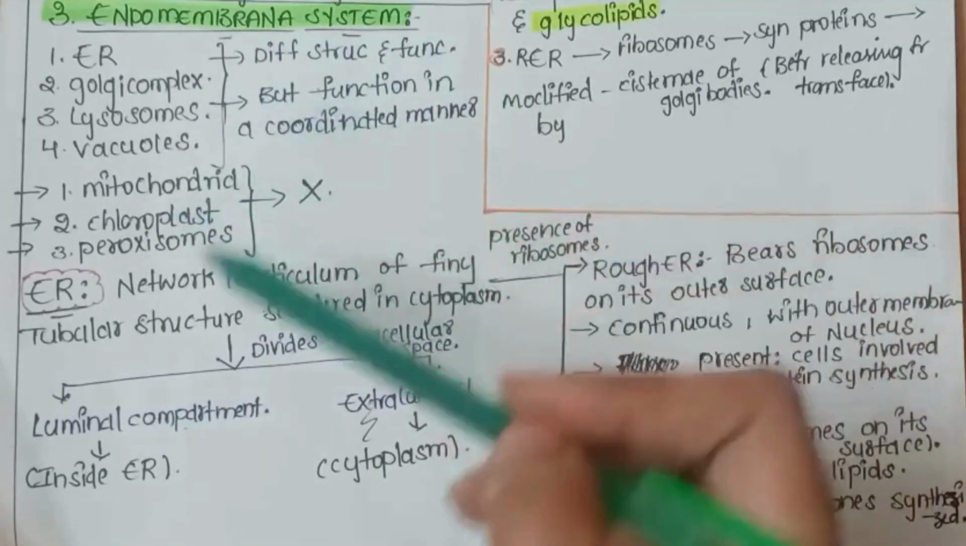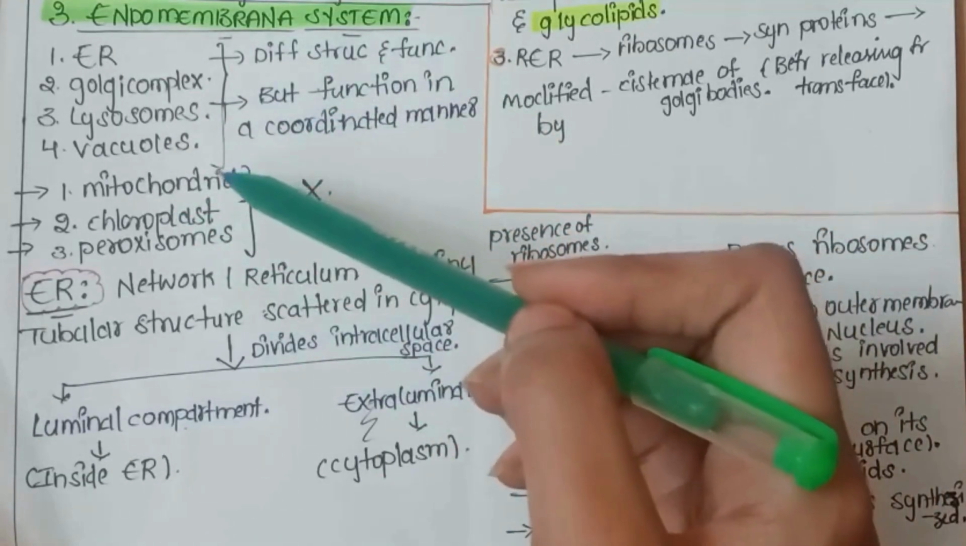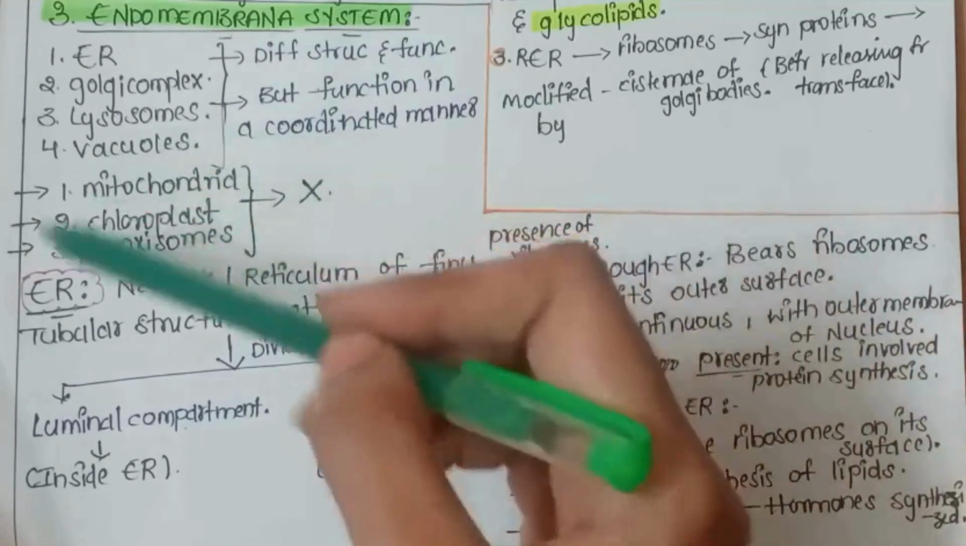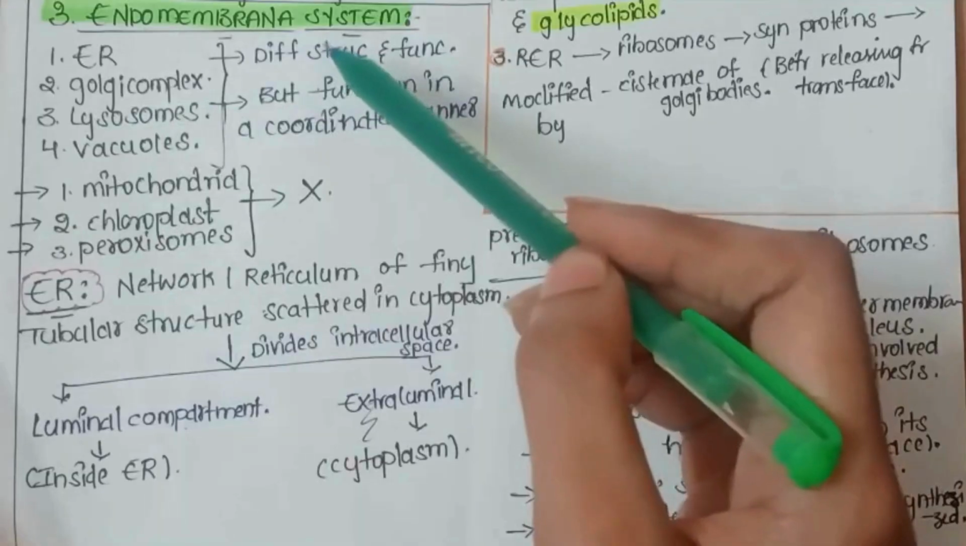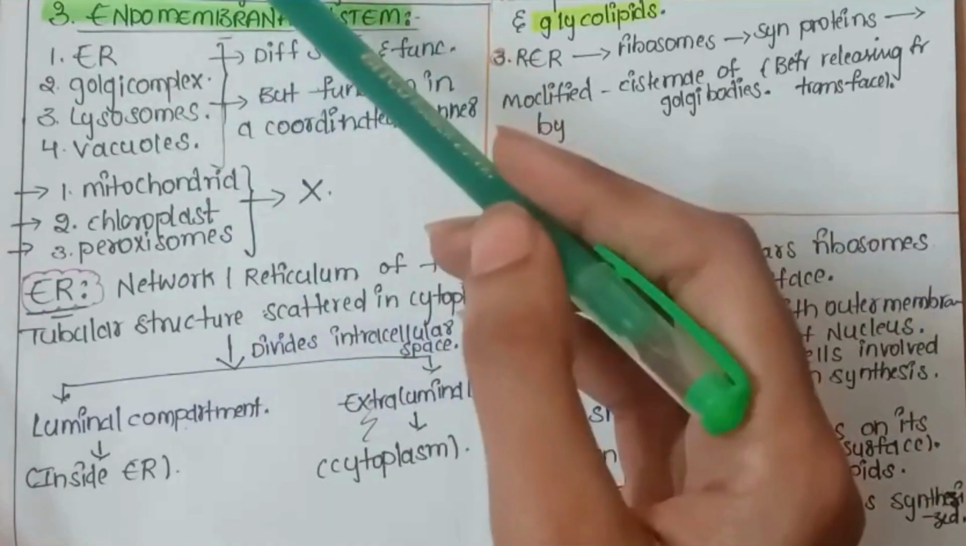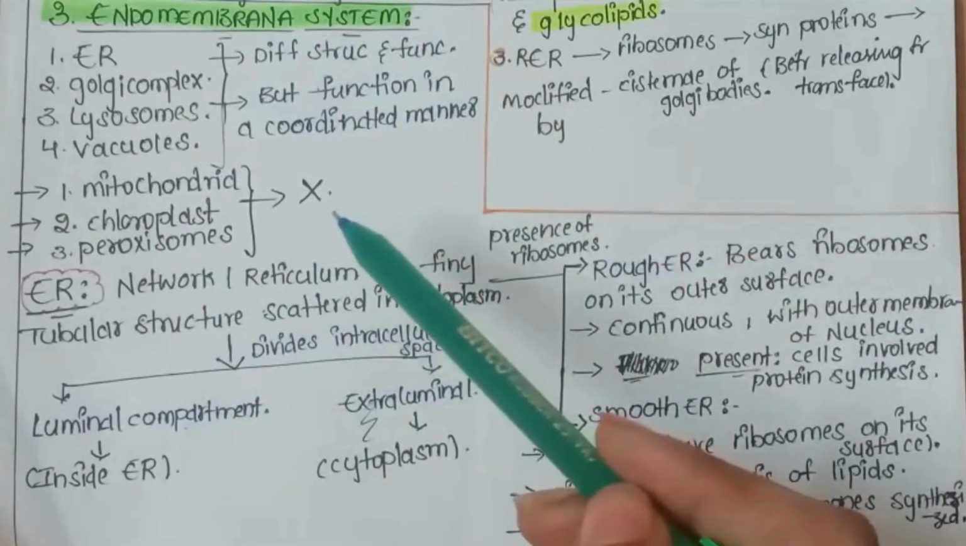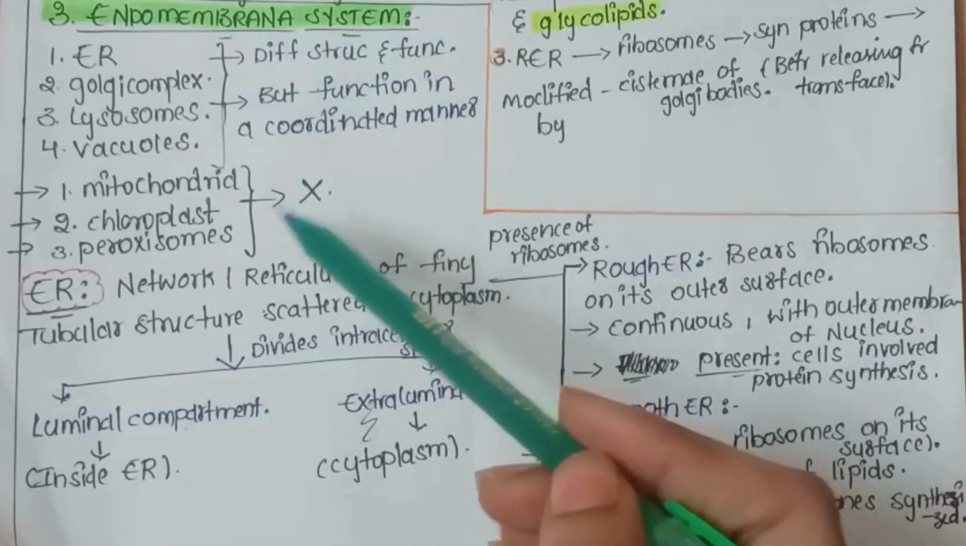The mitochondria, chloroplasts which are present in plants, and peroxisomes are not components of the endomembrane system, as these do not function in a coordinated manner.